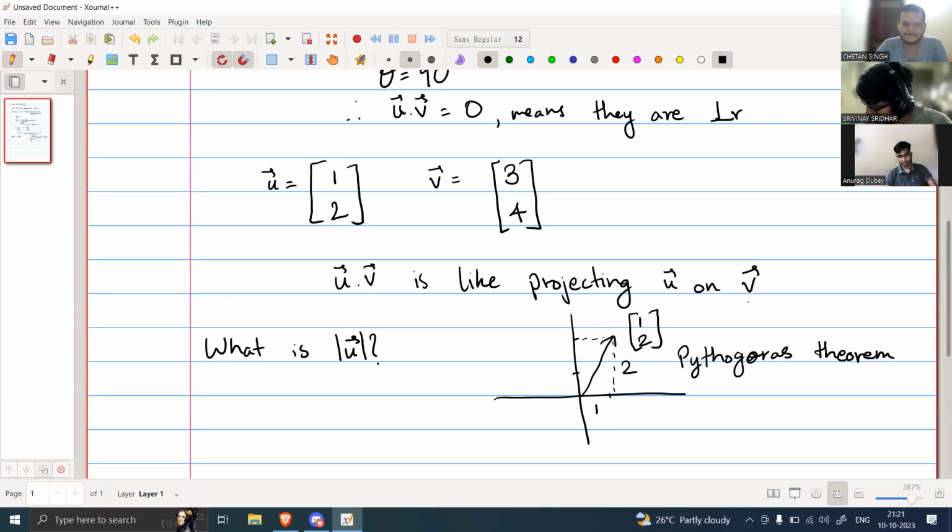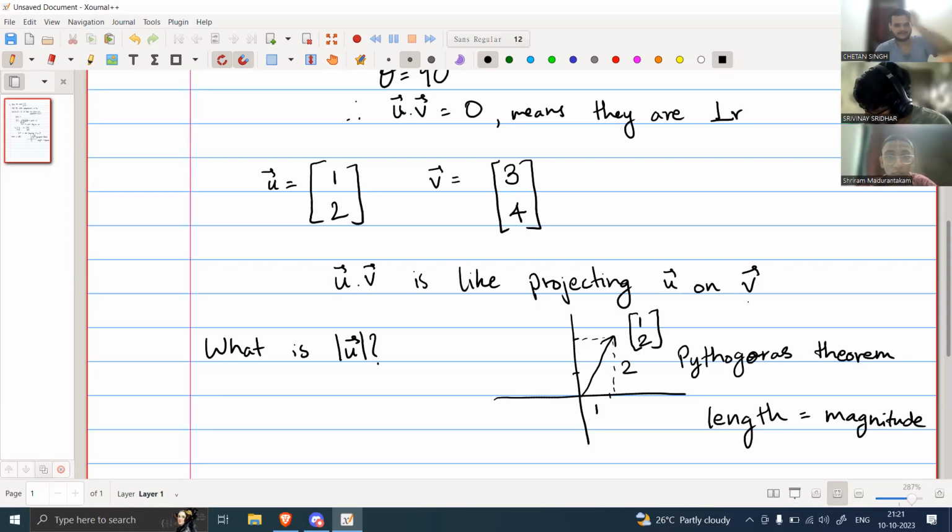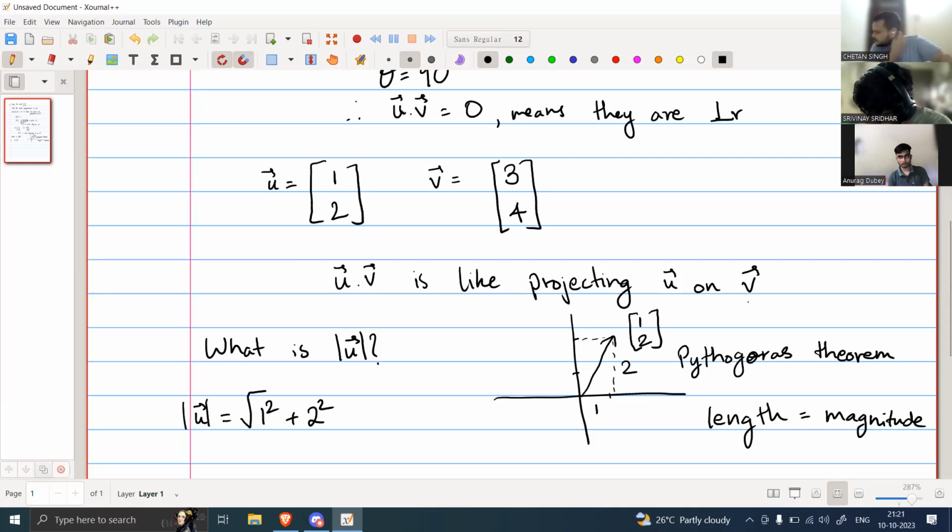Okay, so I want to find the magnitude. We can also define it as the length. The length of this vector represents its magnitude, and the arrowhead represents its direction. So a vector has a magnitude and a direction. So it would be 1 square plus 2 square, that is root 5. So I will define the magnitude as root of 1 square plus 2 square, which is nothing but root 5, right?